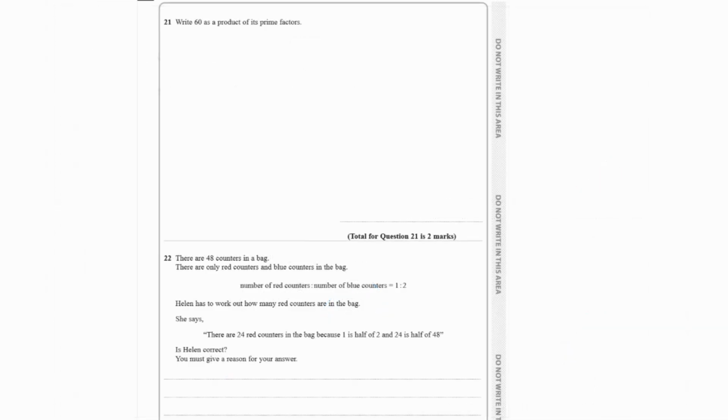Question 21, write 60 as a product of its prime numbers. So for this, we can first break down 60 into any of its factors. We can choose 10 and 6. And because 10 and 6 are not prime numbers, we can further break them down each. So for 10, we can write the factors, which are 5 and 2. And because 5 and 2 are both prime numbers, we can put a circle around them. For 6, we can break it down into the factors of 3 and 2. And again, because 3 and 2 are both prime numbers, we can circle them.